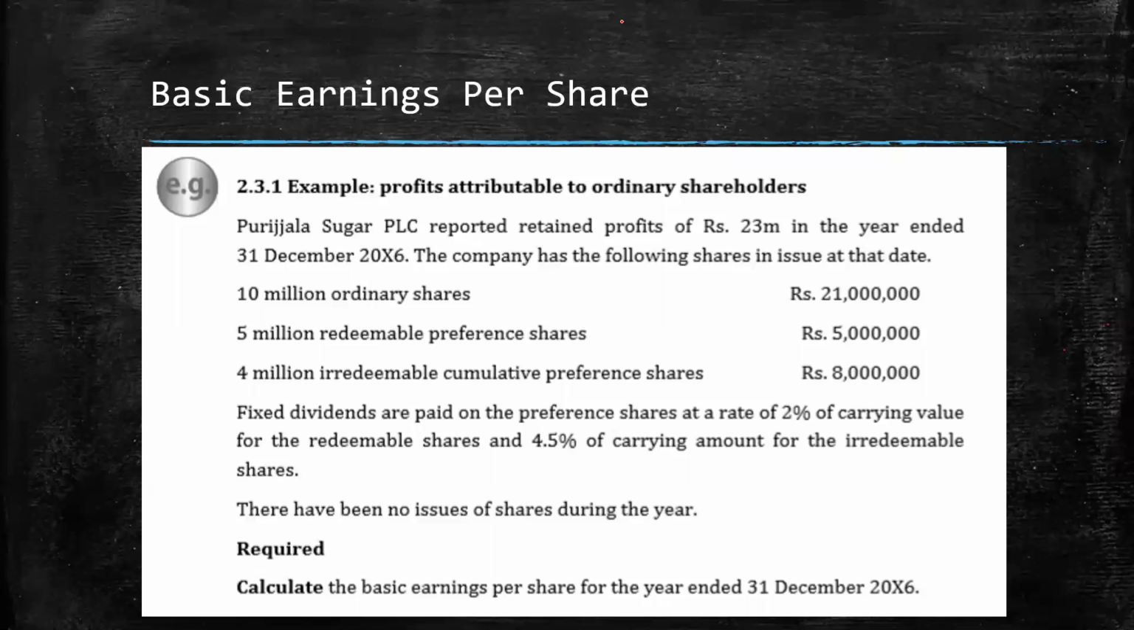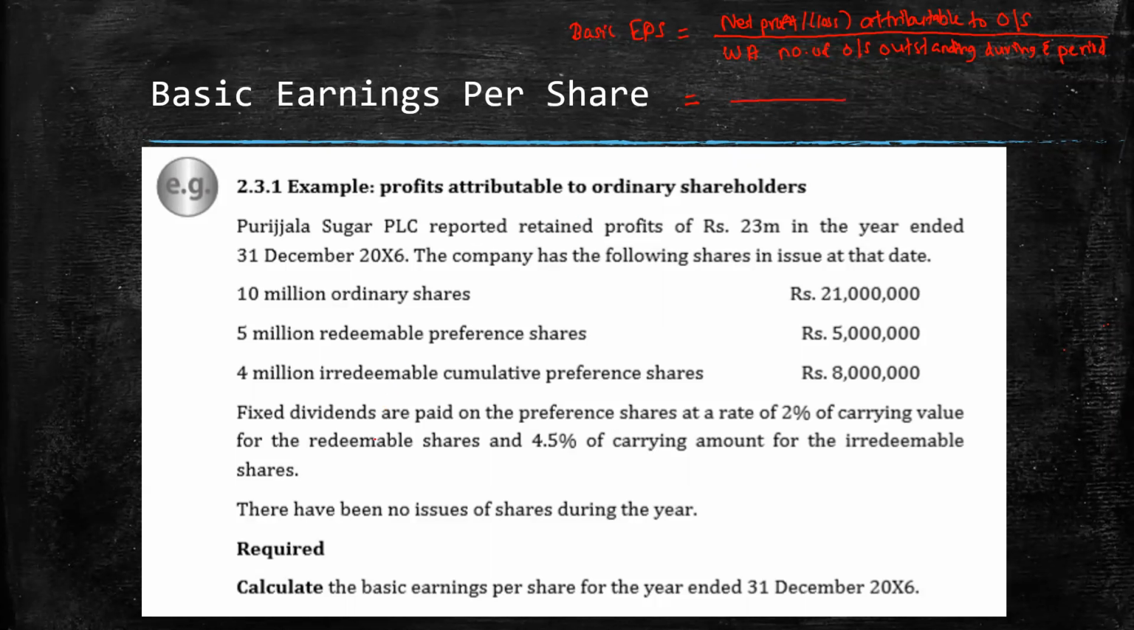So I will do it here. Basic earnings per share, Basic EPS. What is the formula we need to use? අපි කලින් කතා කරා මොකද්ද? Net profit or loss attributable to ordinary shareholders divided by weighted average number of ordinary shares outstanding during the period, right? This is the formula that we need to use to calculate basic earnings per share.